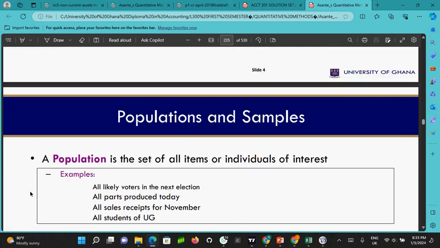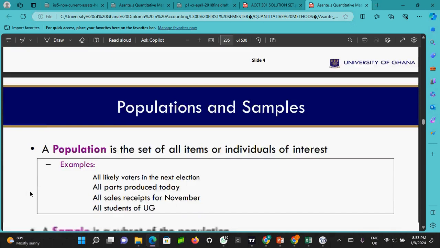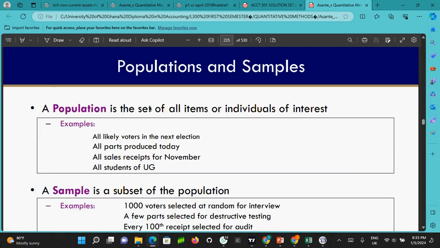All right, so now let's start. Starting from a population. A population is the set of all items or individuals of interest. So a population is the main focus of whatever we'll be doing. But we'll be picking samples from that population to assume how the population will behave. So a population can be all likely voters in next year's election, all parts produced today, all sales received for November, all students in the University of Ghana.